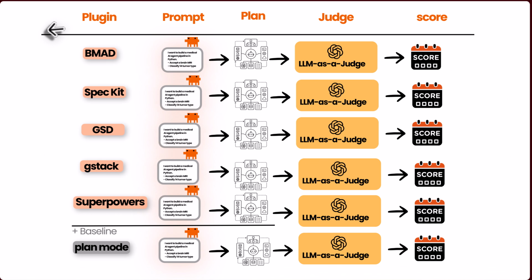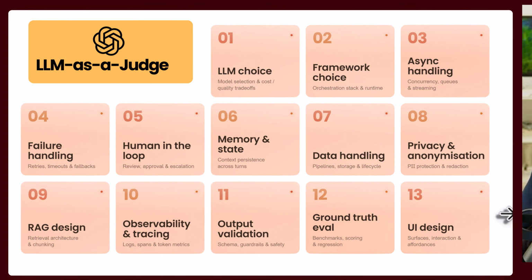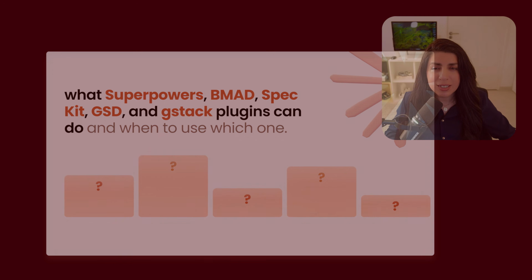I show you how to install and use BMAD, Spec Kit, GSD, gstack, Superpowers, and Plan Mode as a baseline. Then how to build an LLM-as-judge that scores every plan across 13 production criteria. Plus a dashboard with token costs, so you know exactly which plugin to use.